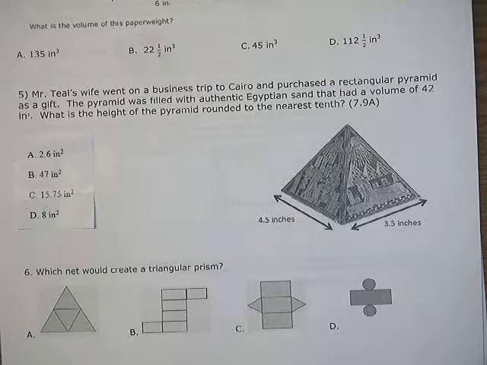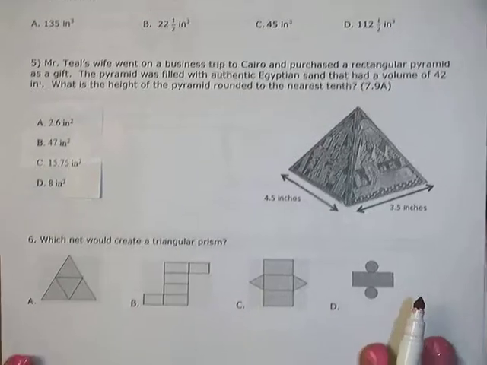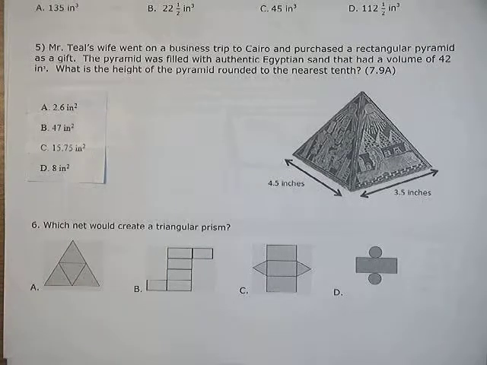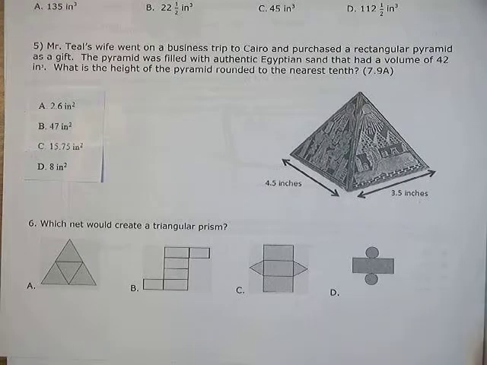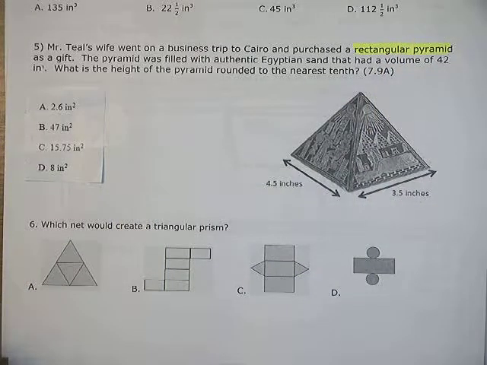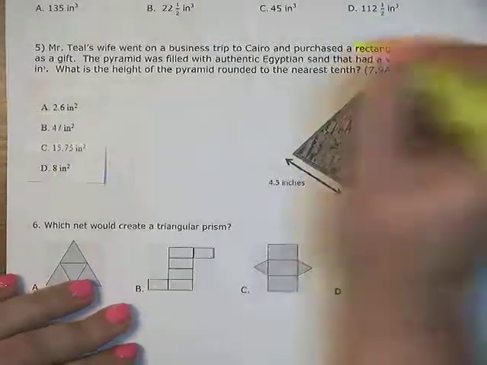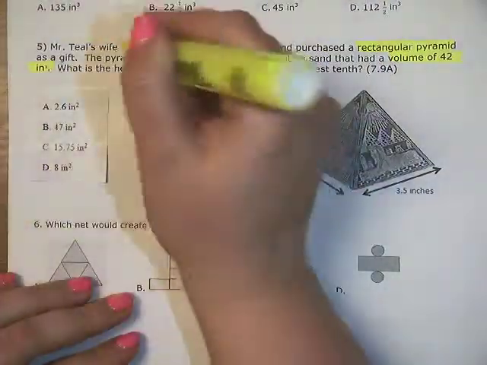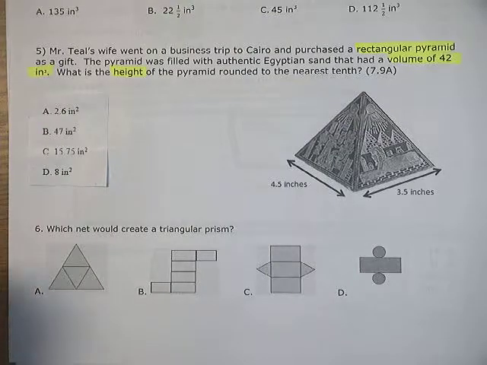All right, we're in the volume and surface area assessment, and we're doing the reteach, and we're on question 5. It says, Mr. Teal's wife went on a business trip to Cairo and purchased a rectangular pyramid. So I already know what shape I have here. A rectangular pyramid is a gift. The pyramid was filled, so I'm probably talking about volume, with authentic Egyptian sand that has a volume of 42 inches cubed. What is the height of the pyramid? Rounded to the nearest tenth.